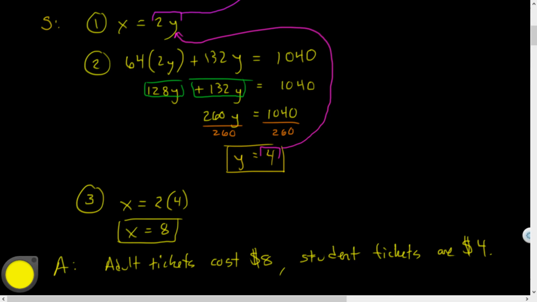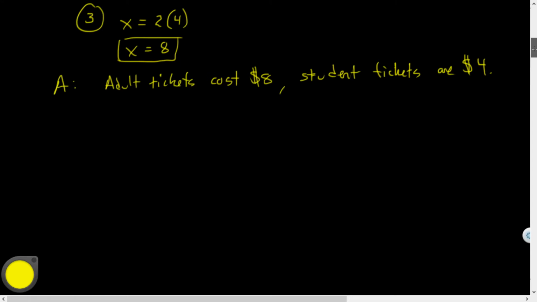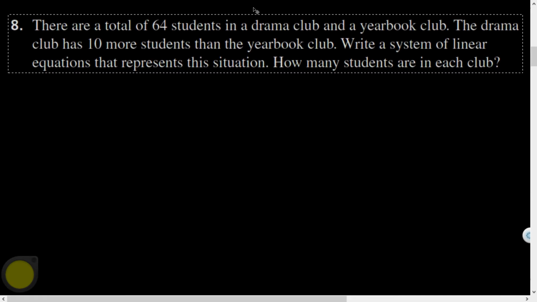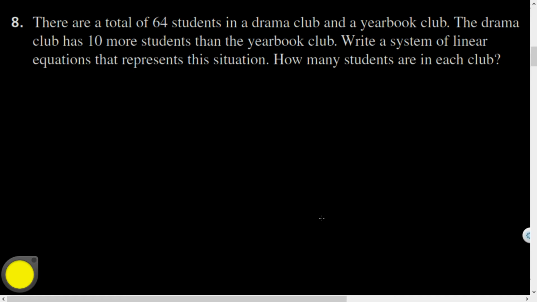And so we were able to solve this system using substitution. Now, graphing, we could have solved this. We probably would have gotten the right answer. This is a friendly enough solution that graphing would have worked just fine. But if this was like $8.32, graphing would have been a real pain.